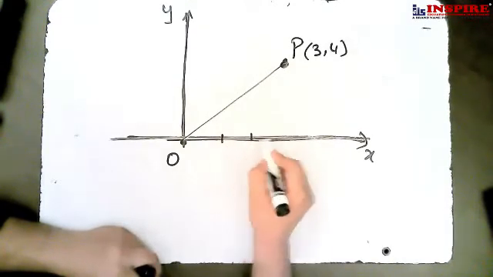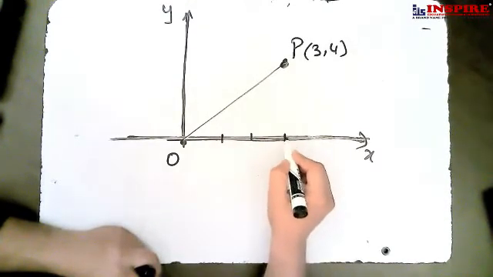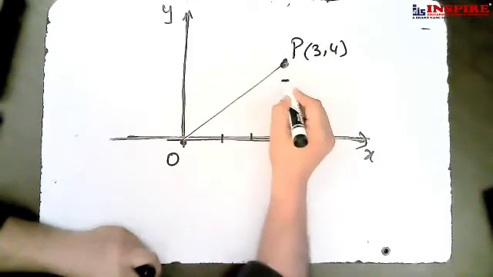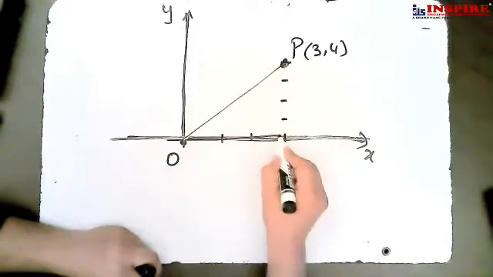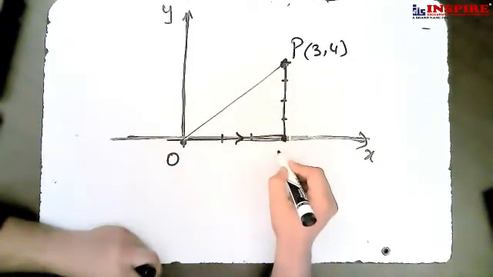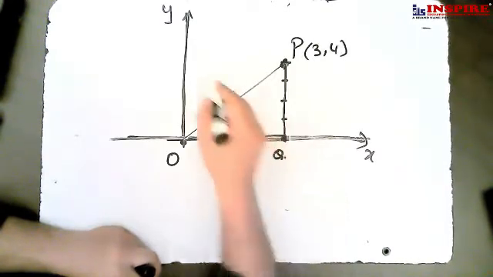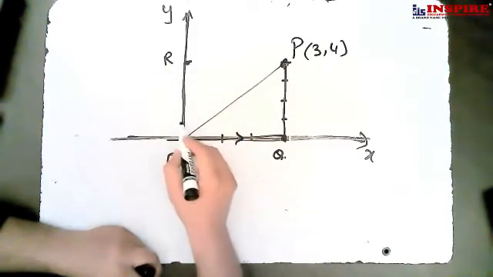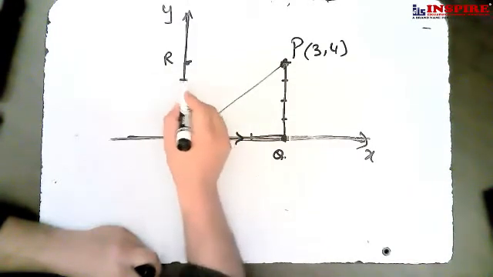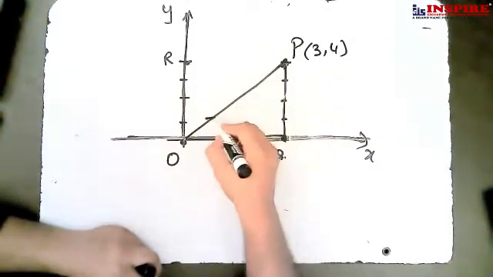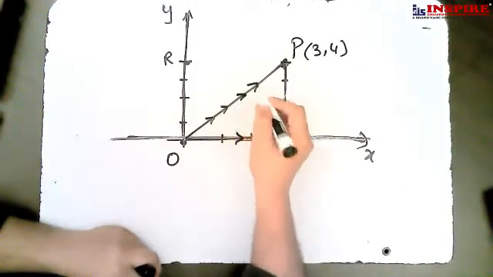3, 4. Let's call this Mr. Qureshi. And let's call this Mr. Russia. Now, ignore everything other than what you see right now.